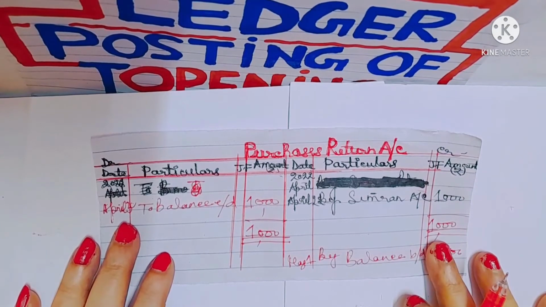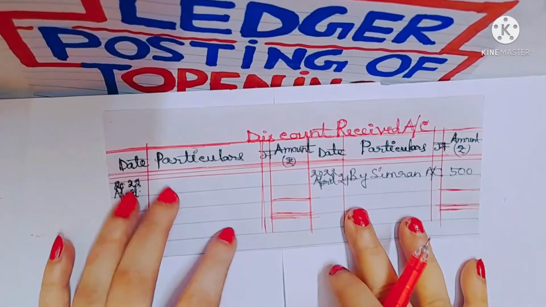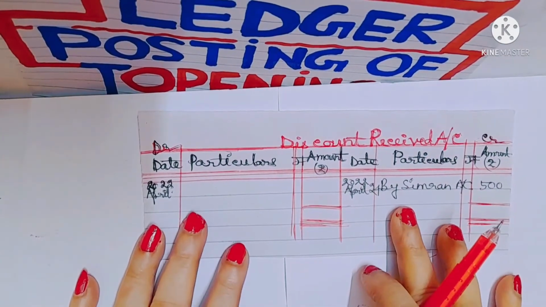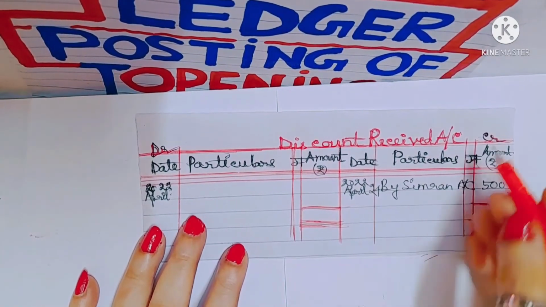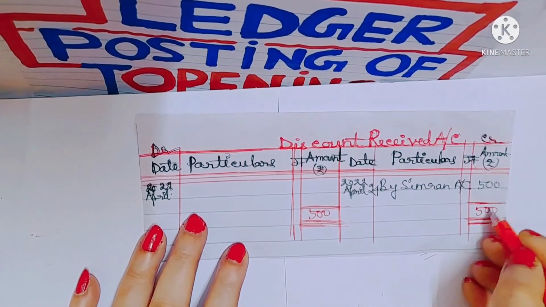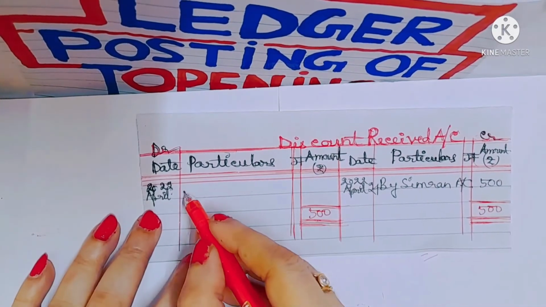Understood? Now let's close the last account. What is the last account? Discount received account. Now which side is greater? Obviously credit side. So we'll write credit side's total on both sides. Where is the shortfall? On the debit side. So we'll write to balance CD.